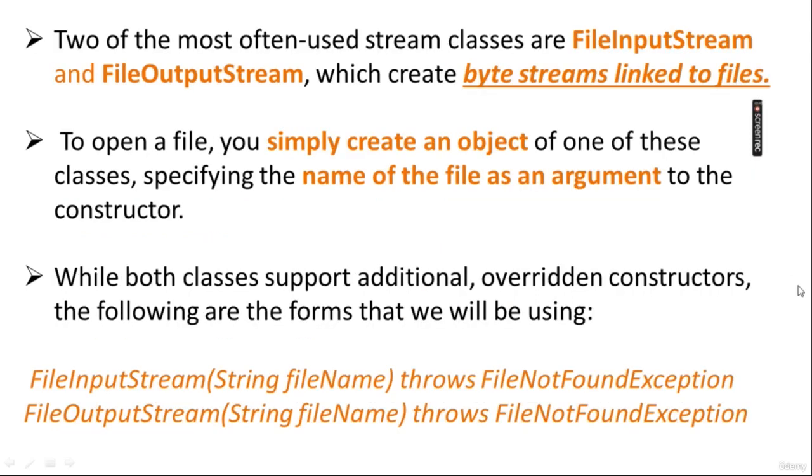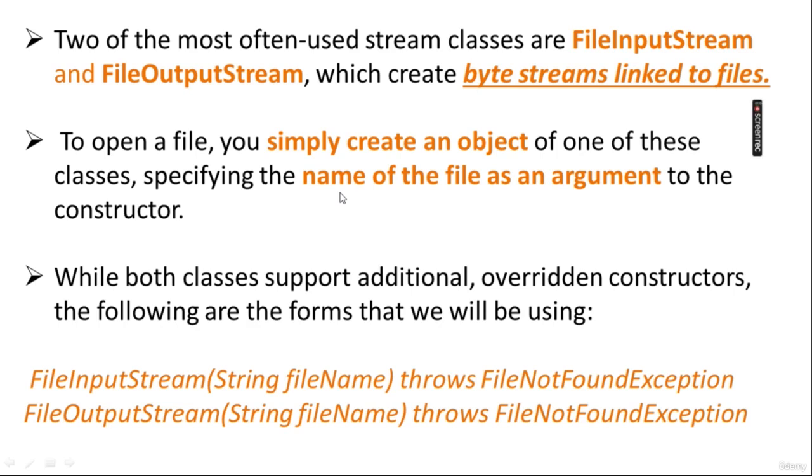Two of the most often used stream classes are FileInputStream and FileOutputStream, which create a byte stream linked to a file. To open a file, you simply create an object of one of these classes, specifying the name of the file as an argument to the constructor. So what you have to do is specify the name of the file that you want to open, and after that you will create an object of FileInputStream or FileOutputStream to read and write to a file, and then you will operate on that file object.